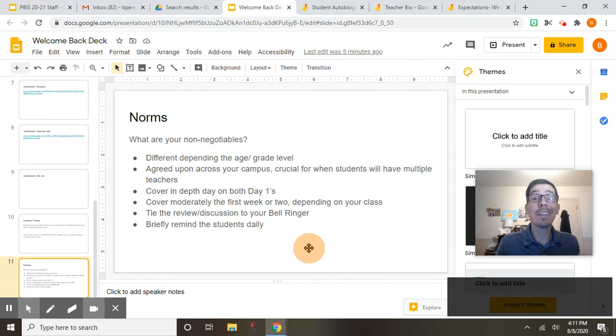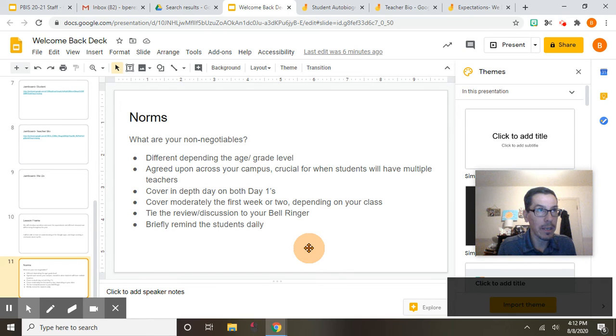You're going to want to cover these non-negotiables extensively on day one. So this is going to be part of your introduction before you really do anything. You want to cover what they are. And again, it's going to depend on who you have in your class or your grade levels and what your campus decides on. And then you're going to want to cover them moderately during the first week or two, depending on your class and who you have. So again, think about in-depth day one, August 17th, and then our second day one, September 14th, when they come back. You're going to want to spend more time on it, front end load it, because it's going to mean you're going to have less issues on the backside of class and less loss of instructional time down the road.